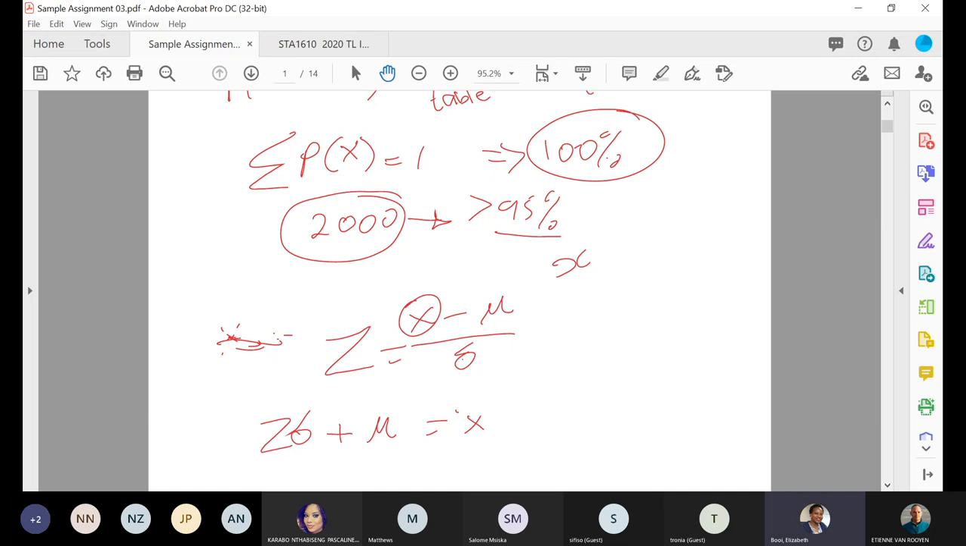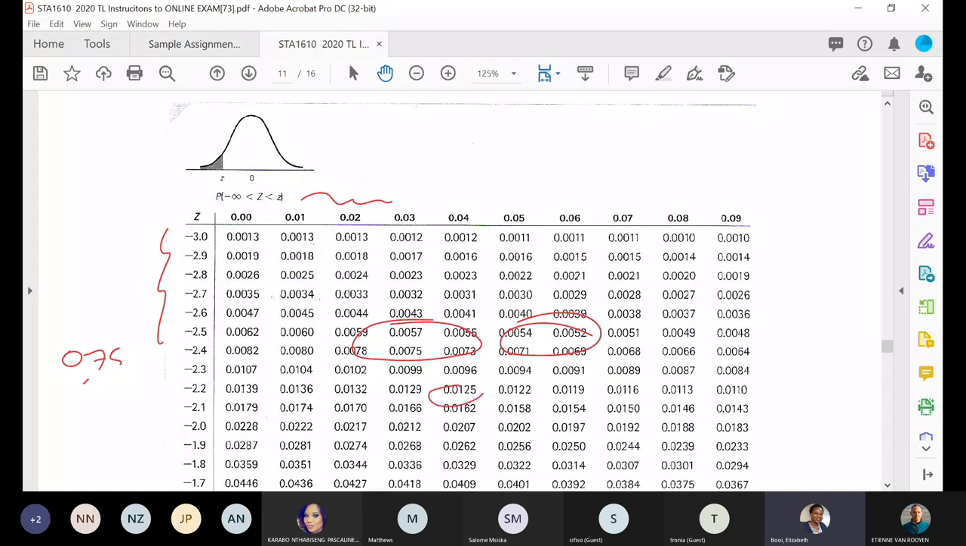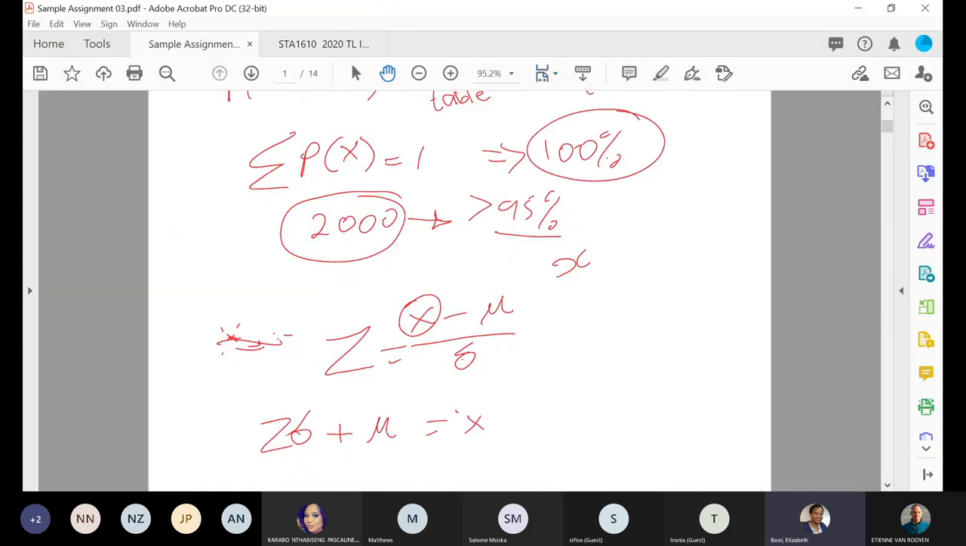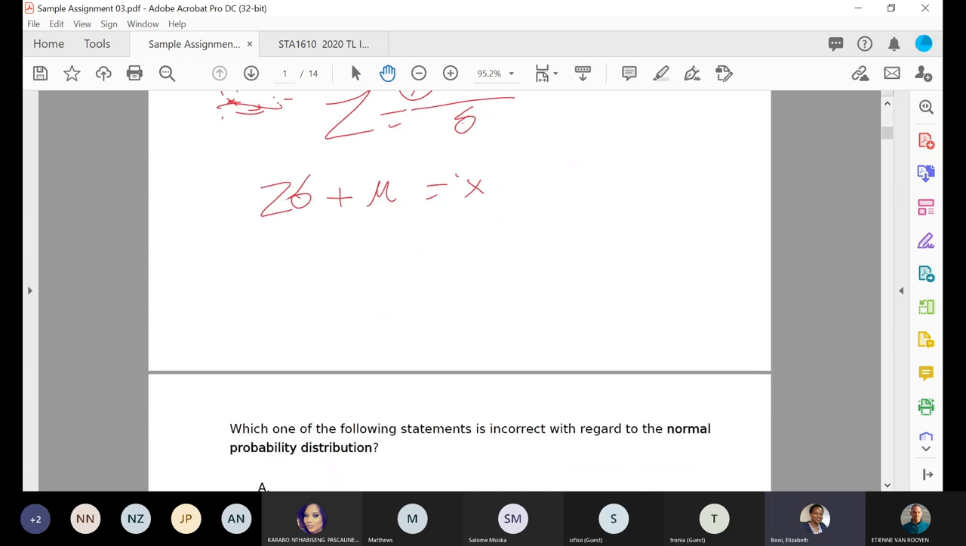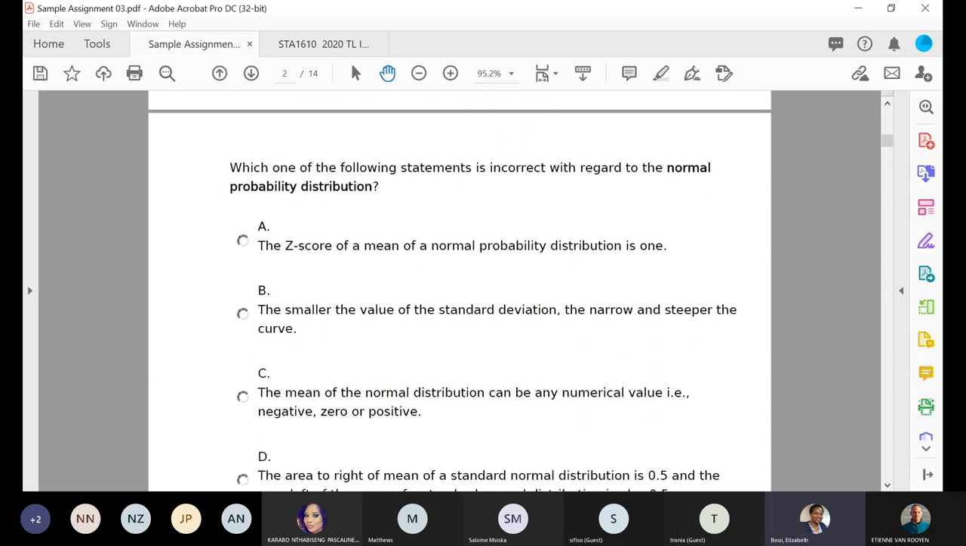That is if I'm looking for the X unit. But also you need to know what probability it was, so that you can find your Z value. By that, it means you take your probability from the table, look for the Z value that corresponds with that probability, and then substitute into the formula. Okay, with that said, let's look at the questions relating to normal distribution.